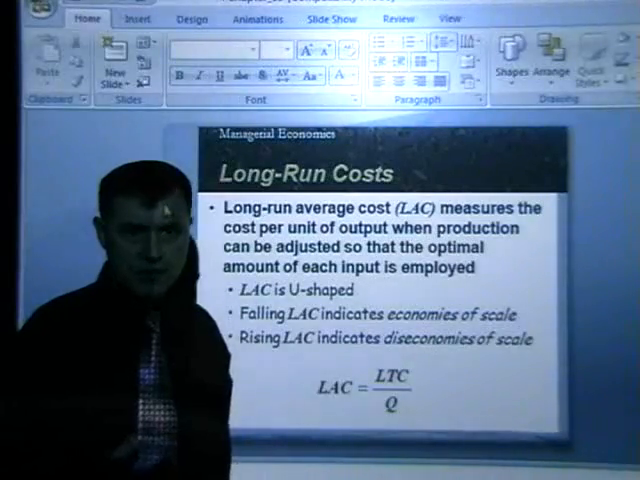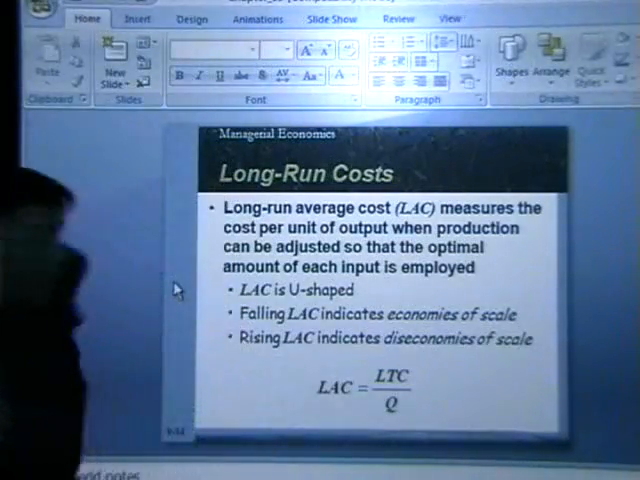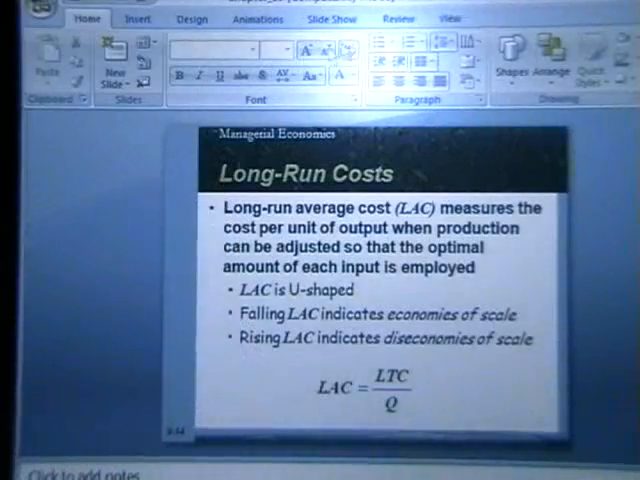Can you move the mouse because it's on your face? Oh, on my face. All right.